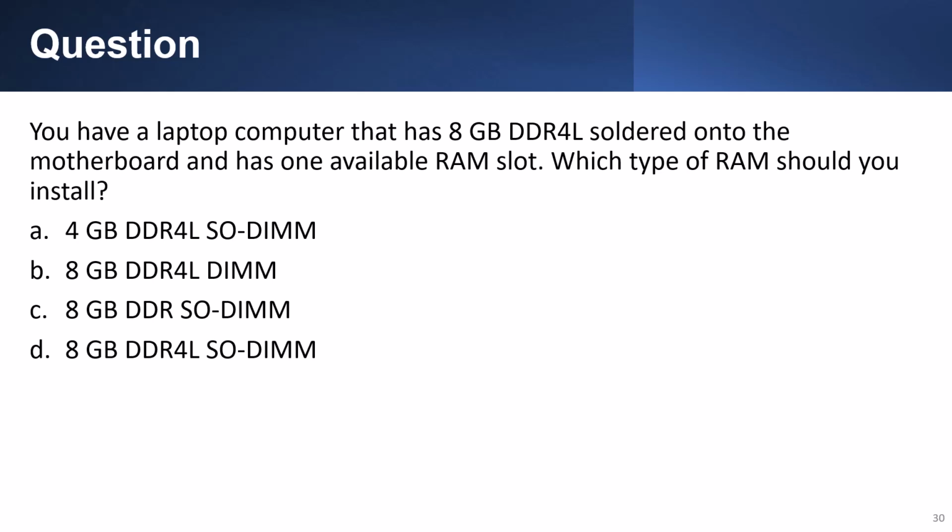Question: you have a laptop computer that has 8 gigabytes DDR4L soldered onto the motherboard and has one available RAM slot. What type of RAM should you install? Answer: you should install an 8 gigabytes DDR4L SODIMM. The laptop computer will use SODIMMs, and you should use the same type and size of memory that you're already using.